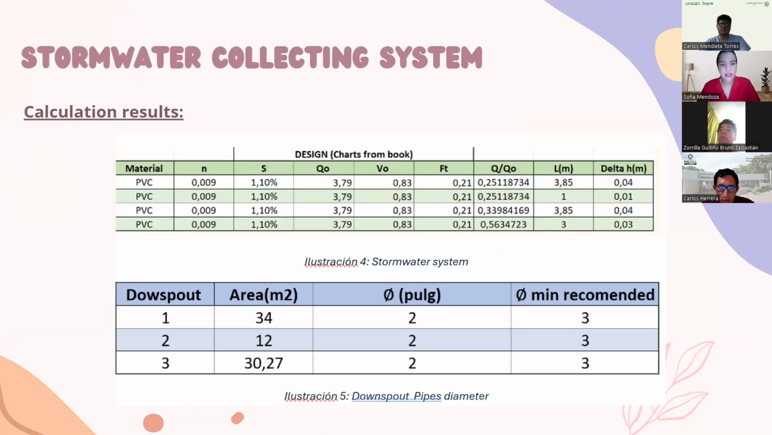For this, we use some normative parameters like the runoff or the rain intensity, and also flow ratio, velocity, slope, and more. When we calculate, it's necessary that the values do not exceed or fall below the specified normative. That is why we use a 3-inch diameter instead of 2.